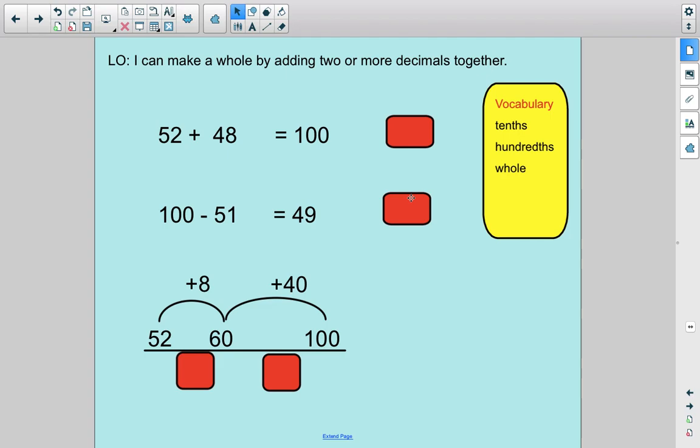If you got that wrong, or you're not confident with your number partners to 100, you might want to go back and have a look at yesterday's lesson again, because if you're confident with that, you'll find the rest of this lesson easy. So you decide whether you move on or you recap yesterday's lesson. I'm going to move on.